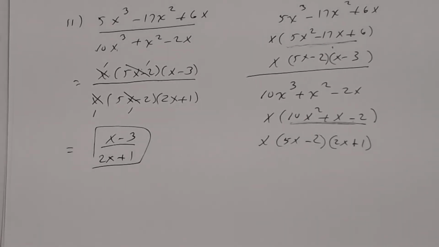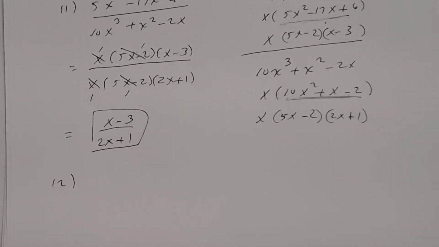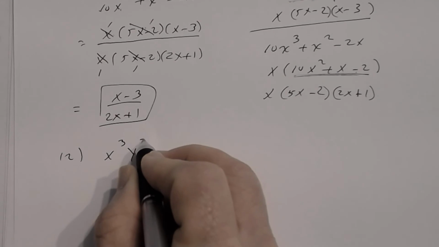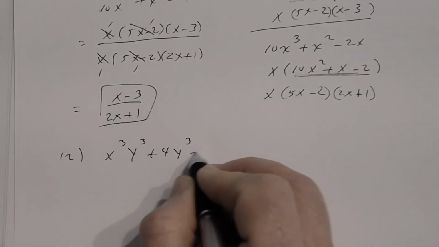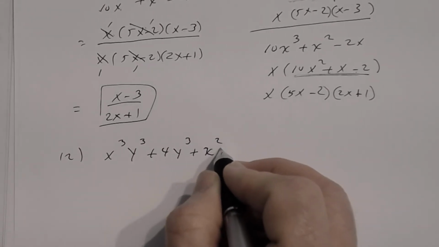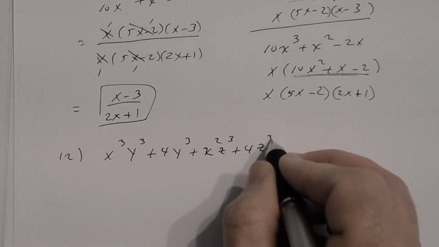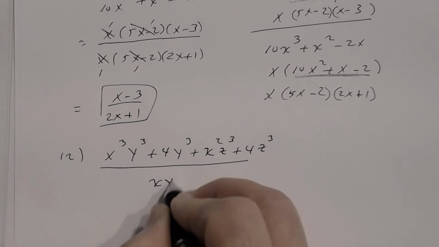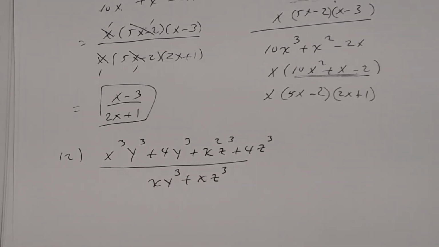Let's look at number 12. So in number 12, we have x cubed y cubed plus 4y cubed plus x squared z cubed plus 4z cubed, divided by xy cubed plus xz cubed. Okay, so that's what I have.